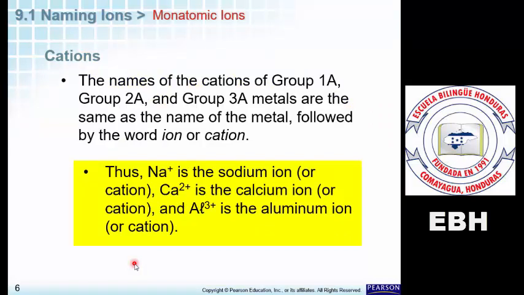Cations: the names of the cations of Group 1A, like the slide before, 1A, 2A, and 3A metals, are the same as the name of the metal, followed by the word ion.